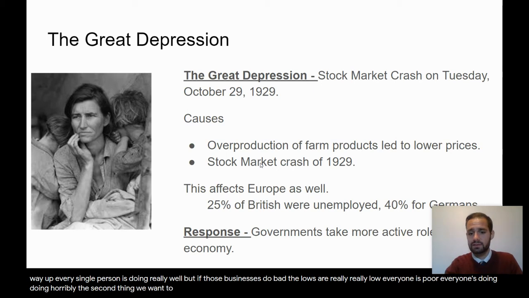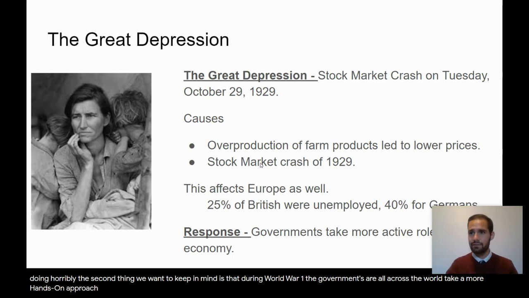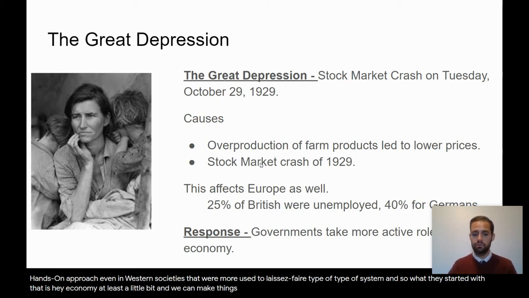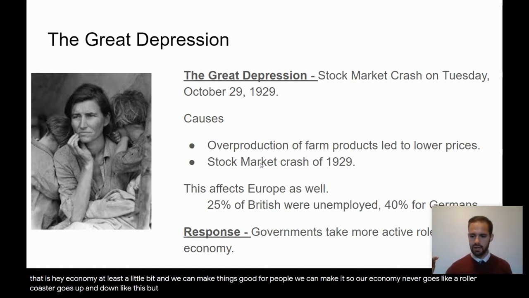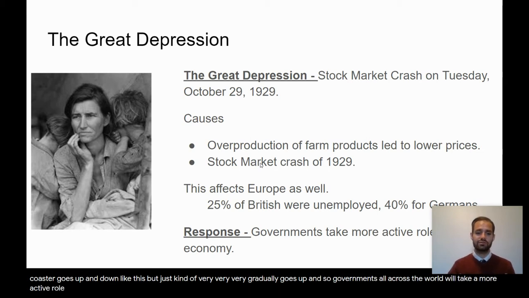The second thing we want to keep in mind is that during World War I, the governments all across the world took a more hands-on approach. Even in Western societies that were more used to a laissez-faire type of system. And so what they saw with that is, hey, we can kind of control the businesses and economy at least a little bit, and we can make things good for people. We can make it so our economy never goes up and down like a roller coaster, but just very, very gradually goes up. And so governments all across the world will take a more active role. The only difference that we're going to talk about today is how active a role that government takes.